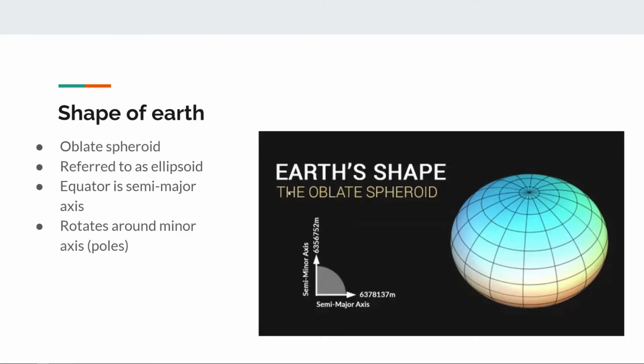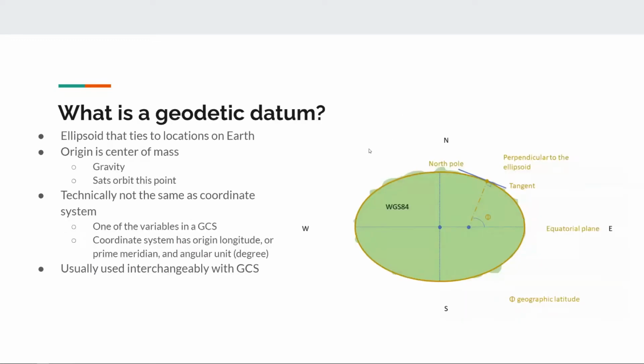That's going to be the key term for today: ellipsoid. That's what all datums are based off. That's what all the calculations are created from. So ellipsoid is the key takeaway from today. A geodetic datum is an ellipsoid that ties you to real locations on Earth. As I said before, the origin is going to be the center of mass. This is where all satellites are going to orbit around due to gravity. So this is perfect for GPS, which is completely based off of satellite locations.